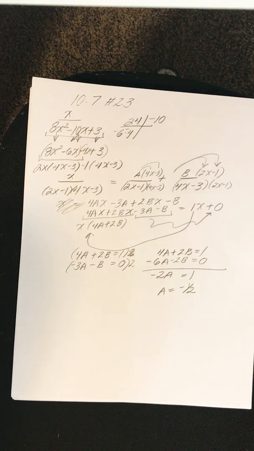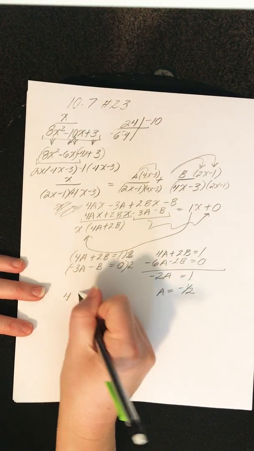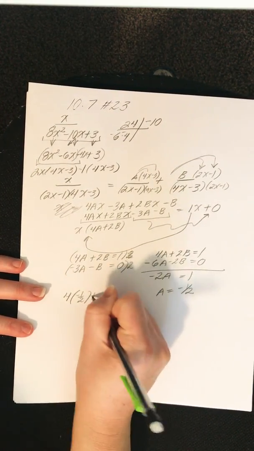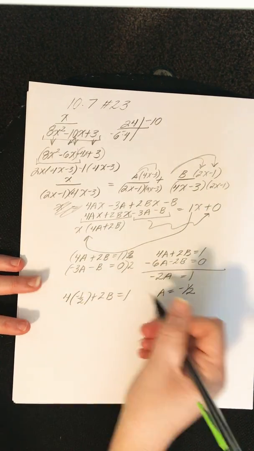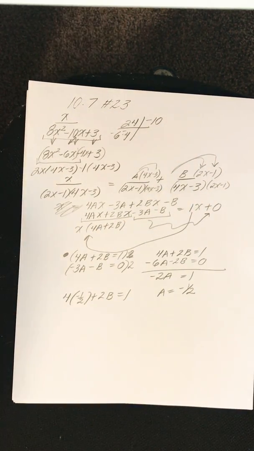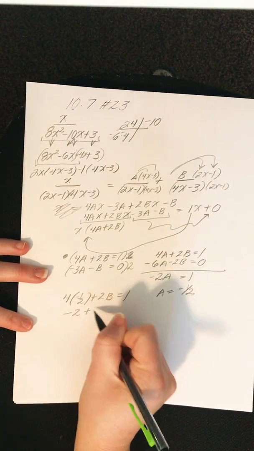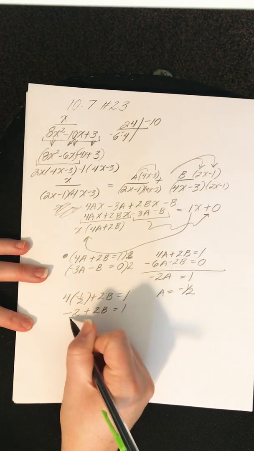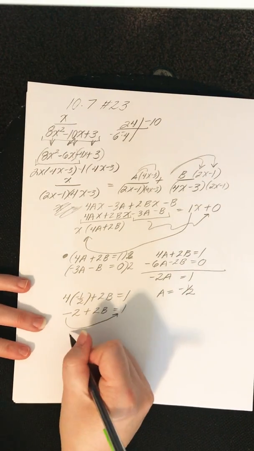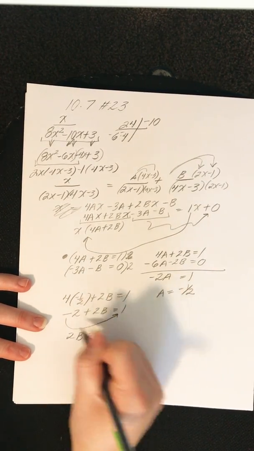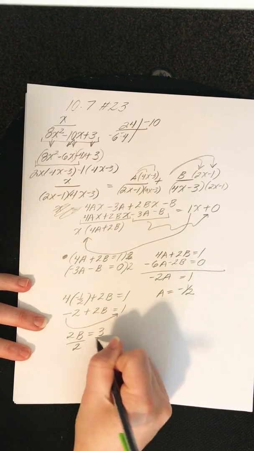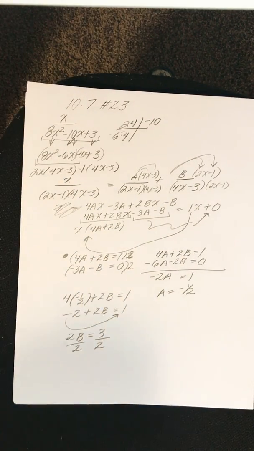All right, awesome. So if a equals negative 1/2, that's 4 times negative 1/2 plus 2b equals 1. I'm going to plug it in right here into this one. It doesn't matter though. We know which one you plug it into. So that's negative 2 plus 2b equals 1. Add 2. 2b equals 3. Divide by 2. So b equals 3/2.